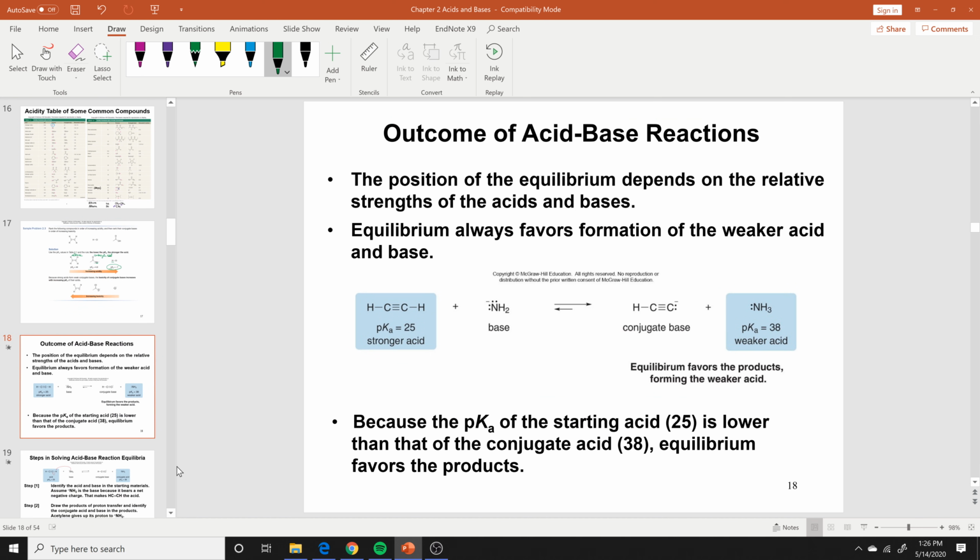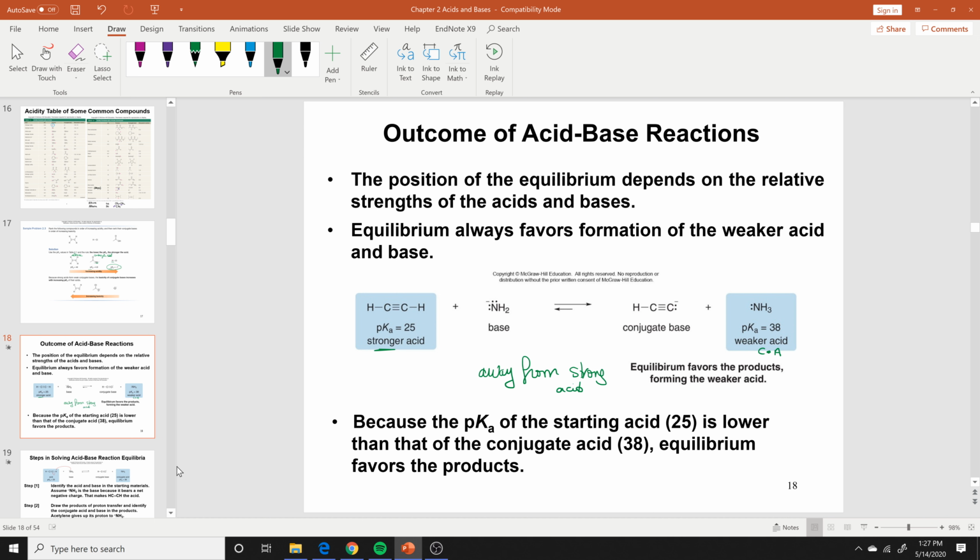Now, with respect to the direction of equilibrium of the reaction, since it's an equilibrium reaction, the reaction is going to favor one side over the other. And favoring one side over the other has to do with the acid and the conjugate acid. So you always look at the pKa of the acid and the pKa of the conjugate acid to determine the direction of equilibrium. The direction of equilibrium is always away from the strong acid.